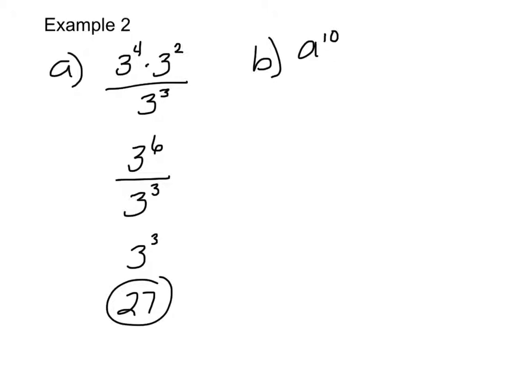Example B, a to the 10th times, nope, let's change that. Let's do a to the 10th divided by a to the 6th times a to the 7th divided by a to the 4th. Well, we could do this two separate ways, but I'm going to divide first. A to the 10th divided by a to the 6th will give me a to the 4th. A to the 7th divided by a to the 4th is a to the 3rd. And my final answer would then give me a to the 7th power.